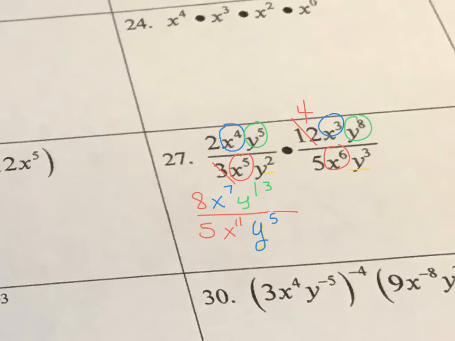Okay, now I'm ready to simplify. So 8 and 5 are going to stay where they're at. And then I have x to the 7th over x to the 11th. That means the bottom x wins by 4. The y's, the top wins by 8.